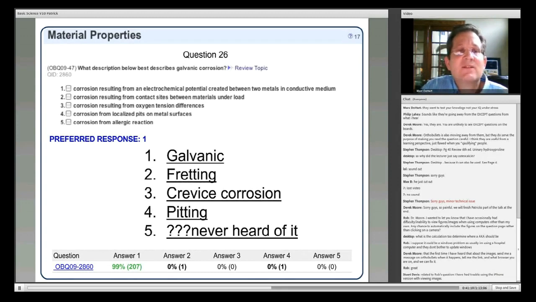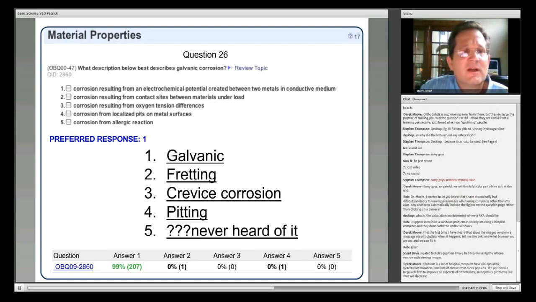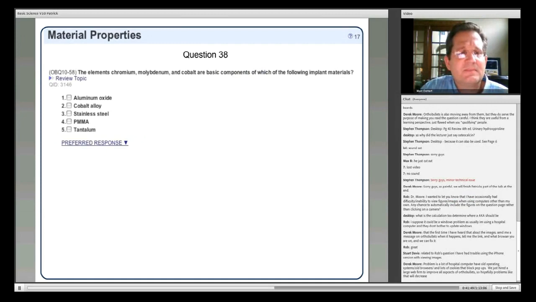So when we go back to the question, which one is galvanic corrosion? The one that results from electrochemical potential is galvanic, and that's the one to remember. When you look at answer number 2, I guess all of y'all got that one right, so we don't have to, but the corrosion that results from contact sites between the materials under loads, that's fretting. Crevice is the oxygen tension, and pitting usually has the word pitting in it, and I have no idea what kind of corrosion from allergic reaction is.